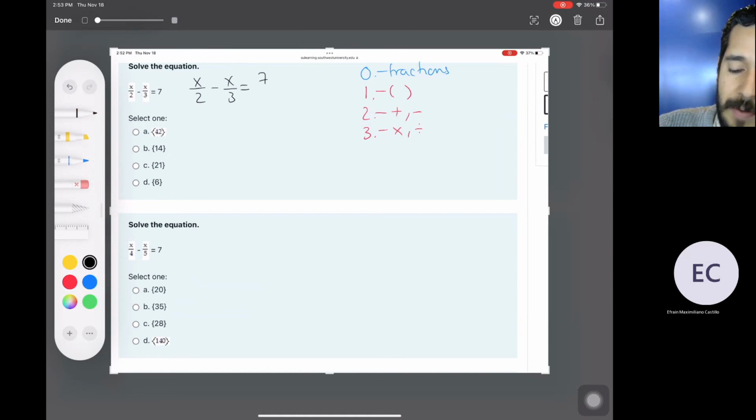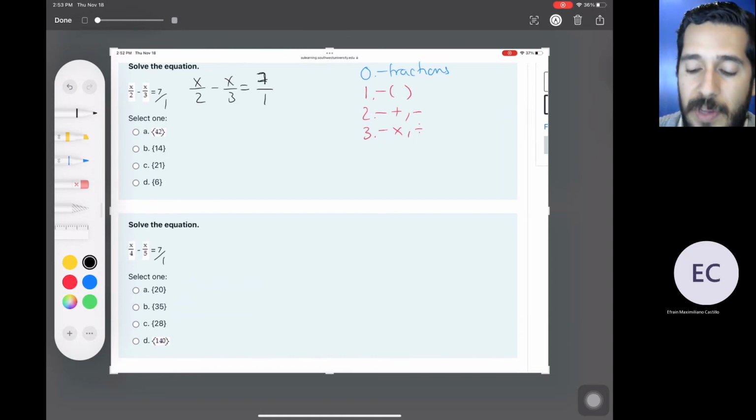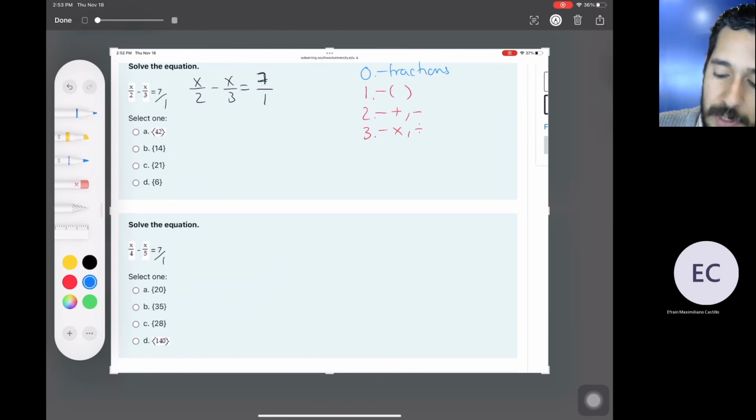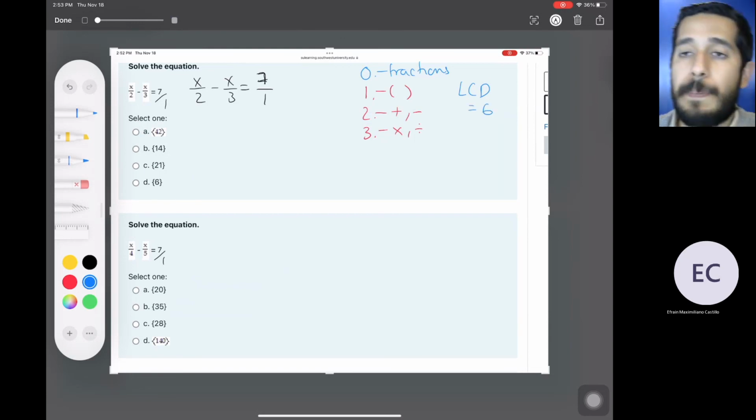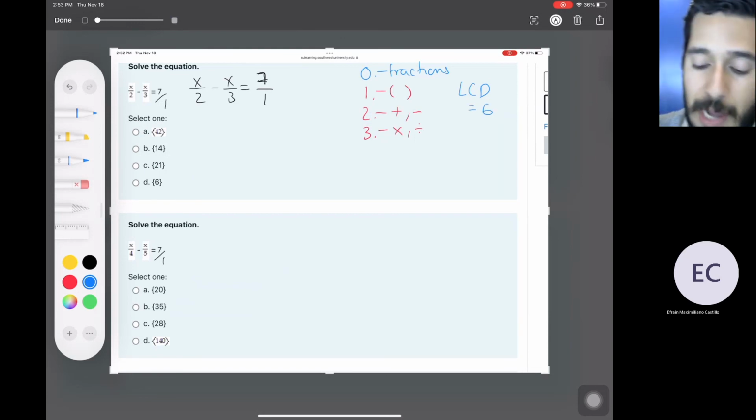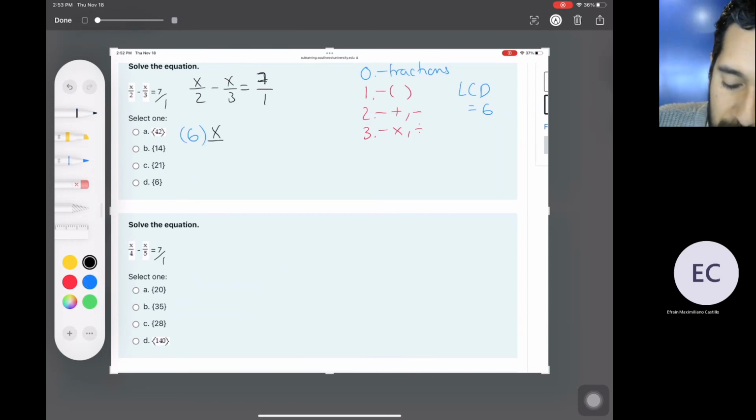In order to get rid of a fraction, you have to calculate again the least common denominator. And if I have a number by itself or a letter by itself, that's the same thing as having it divided by 1. So this is going to be a 7 divided by 1. The least common denominator between 2 and 3, the smallest number that can be divided by 2 and 3, is going to be 6. So this is my least common denominator. I'm going to multiply every fraction times my least common denominator.